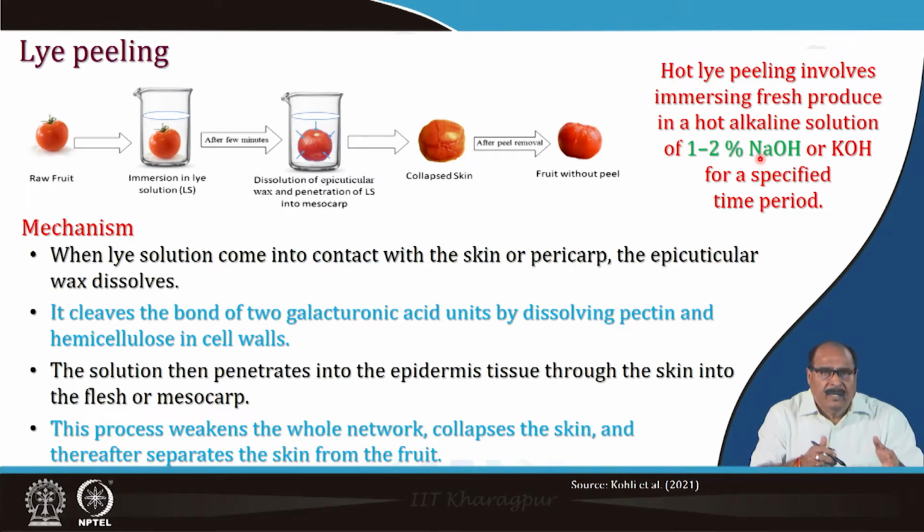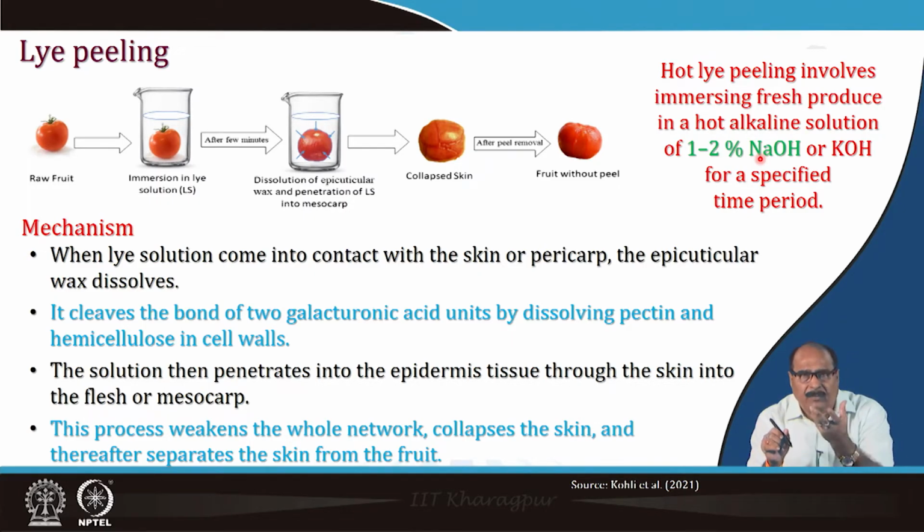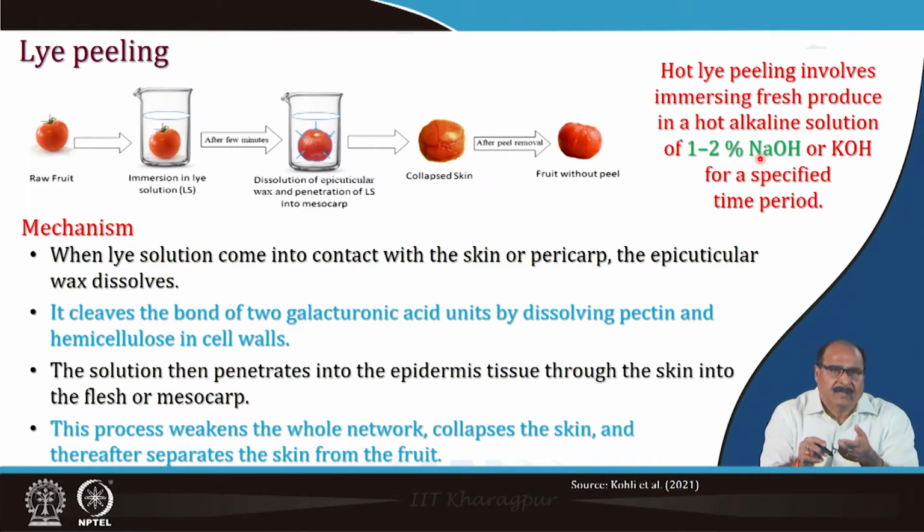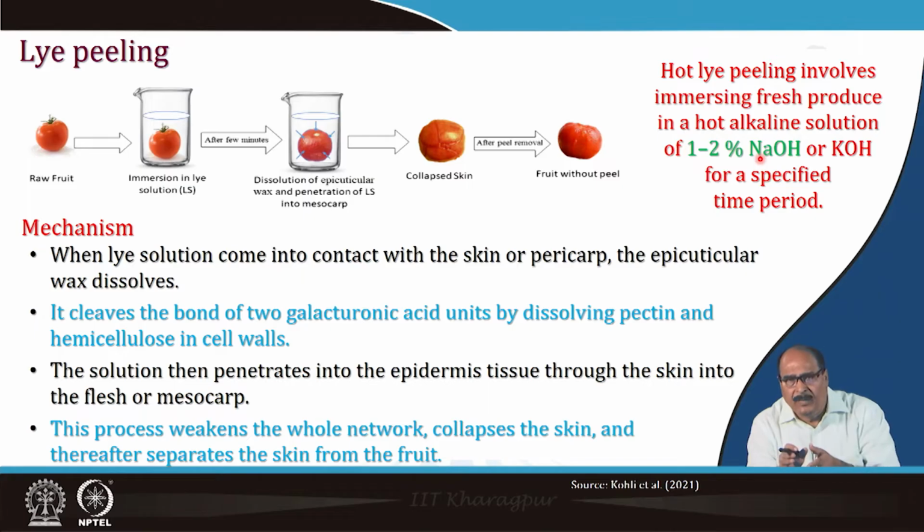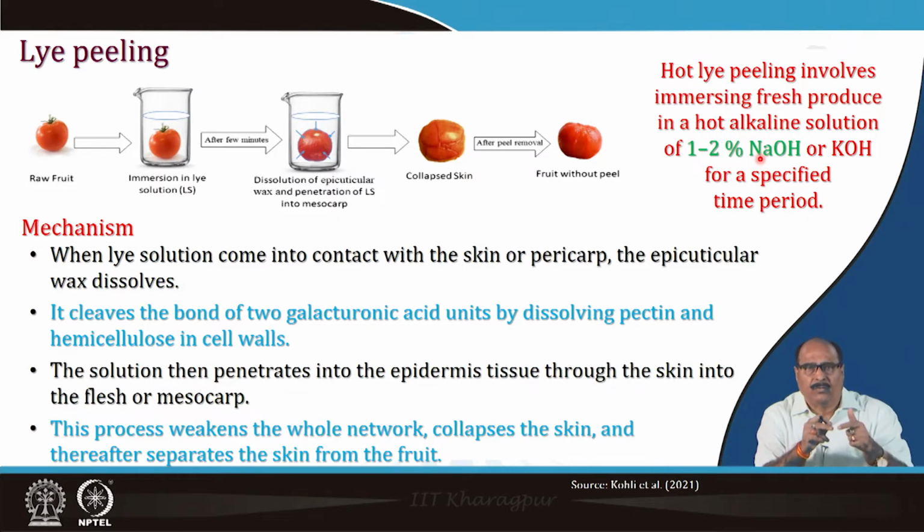So, when lye solution comes into contact with the skin or pericarp of the commodity, the epicuticular wax dissolves, and it breaks the bond of the two galacturonic acid units by dissolving pectin and hemicellulose in the cell wall. The solution then penetrates through the skin into the epidermis tissue and the flesh or mesocarp, and this process weakens the whole network, collapses the skin, and thereafter separates the skin from the fruit.